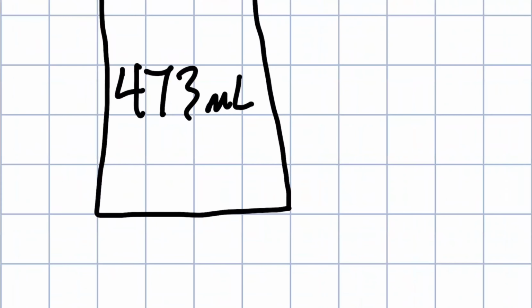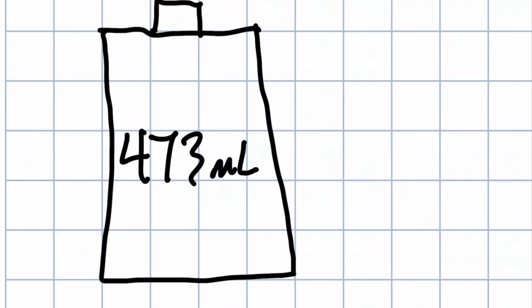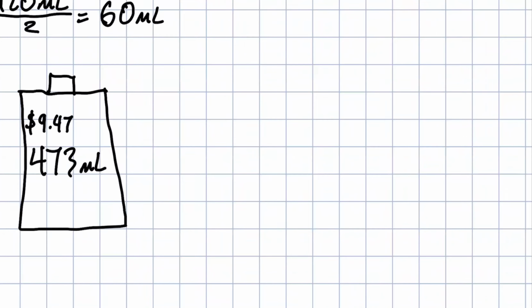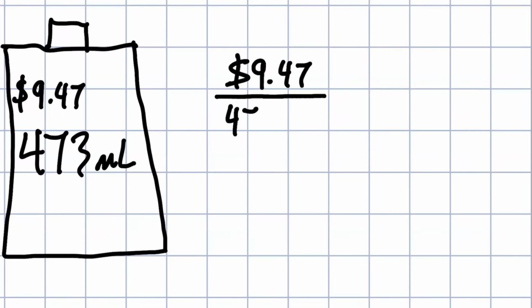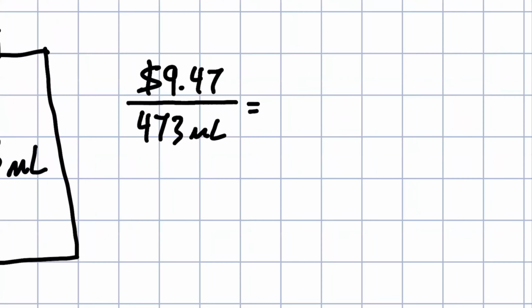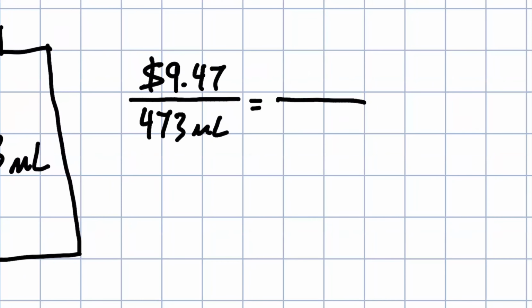So we're going to charge them for exactly the cost of what they use. So our 473 mil bottle cost us how much? $9.47. Okay. So that right there is a proportion. You paid $9.47 for a 473 mil container. How much did 60 mils cost you?